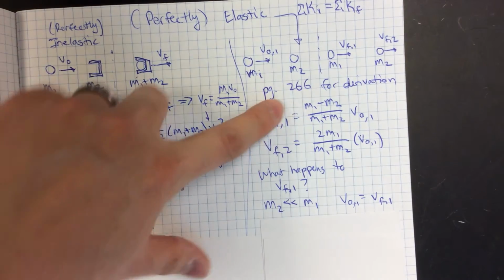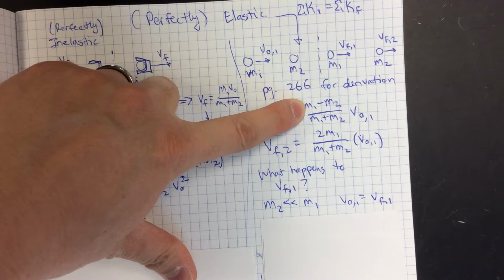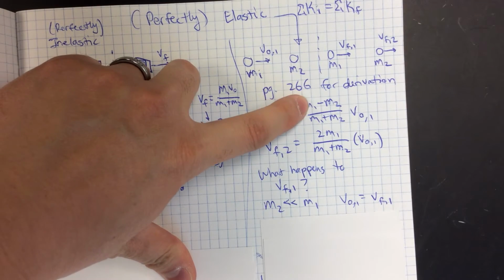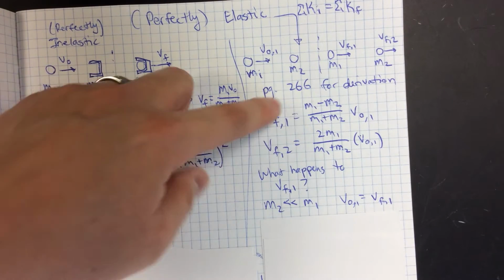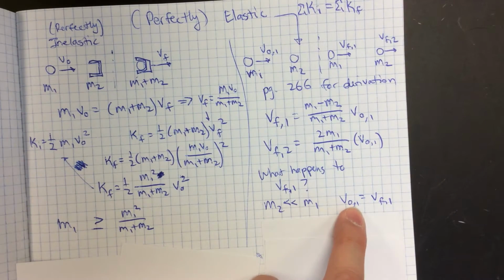Okay, if M2 is much smaller than M1, you essentially have M1 divided by M1, which means that your velocity doesn't change. The first object just bulldozes right through, right? Truck runs into spider. Truck does not change speed.